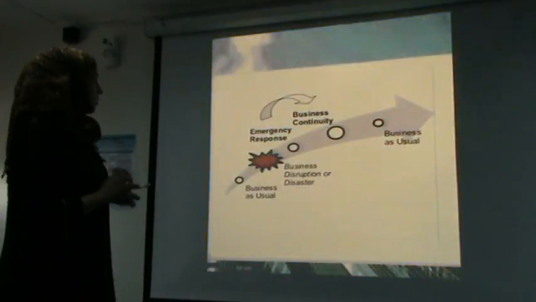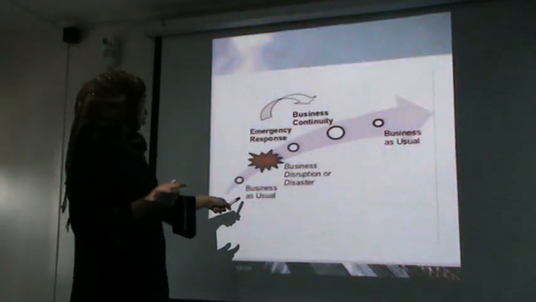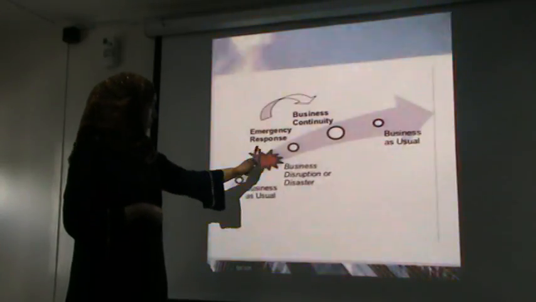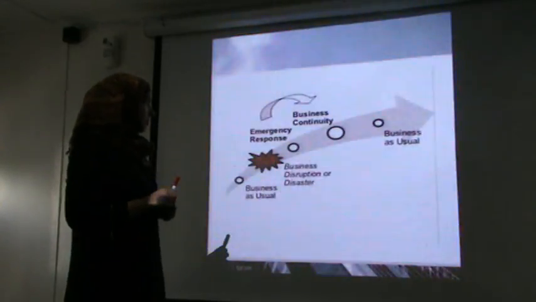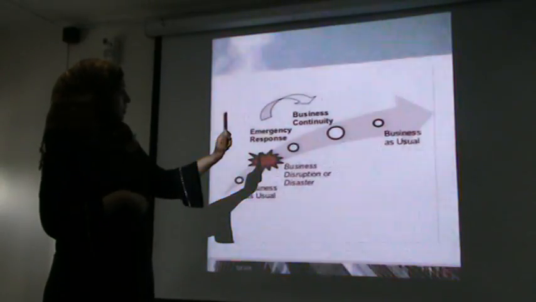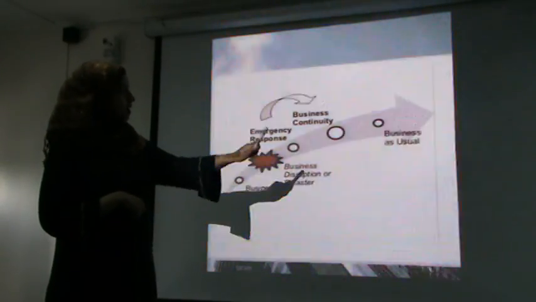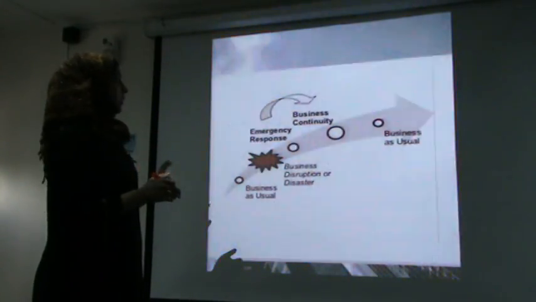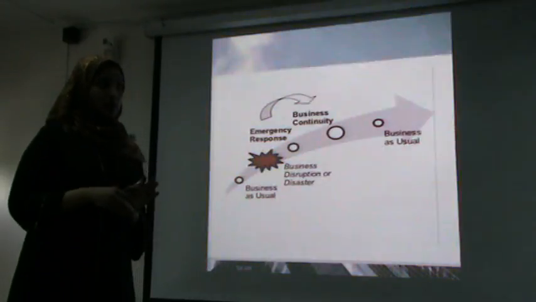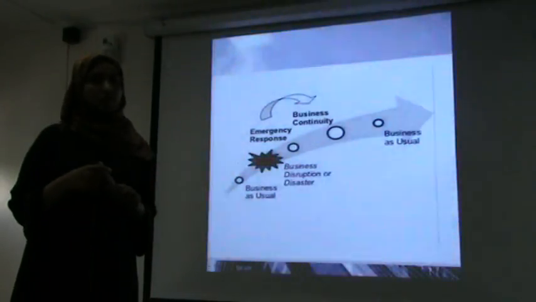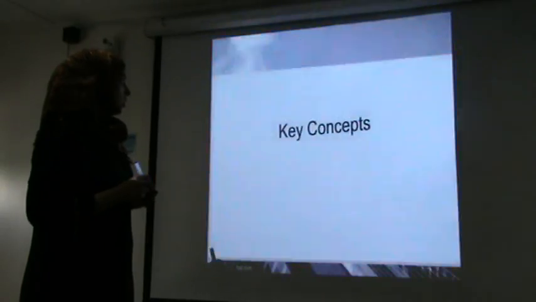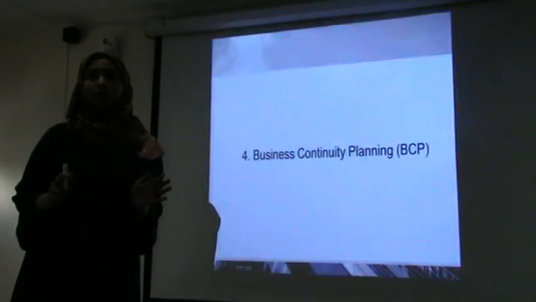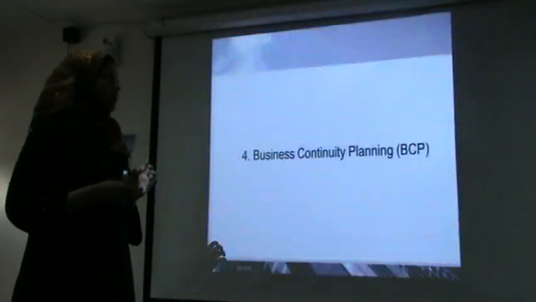If you look at this diagram, it's very clear and it explains business as usual in the beginning. We start from here, and when a disaster occurs here, a business disruption or disaster, we have an emergency response and a business continuity plan which brings the business back to the as usual state. This clearly explains the business continuity planning process, which is the next key concept we are going to discuss. It's very simple to understand, because the word itself implies the meaning.